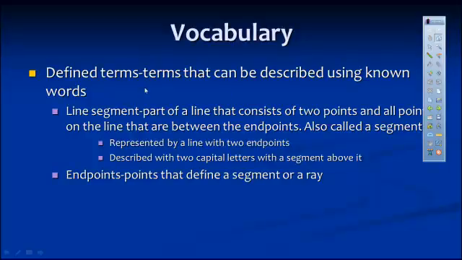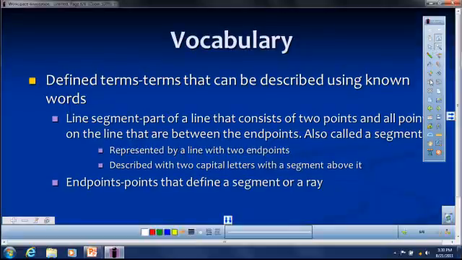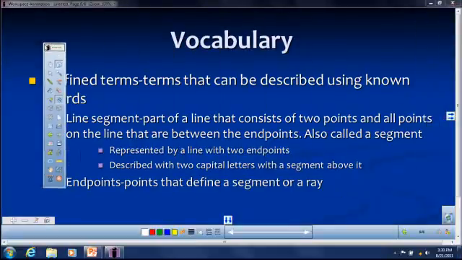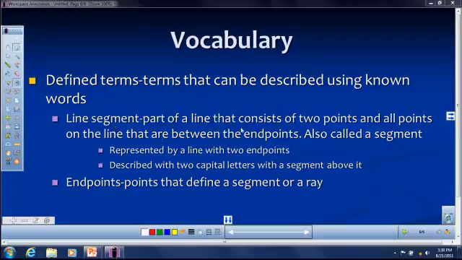Defined terms. We looked at undefined terms. Defined terms are terms that can be described using known words. So using the undefined terms, basically. A line segment is a part of a line that consists of 2 points and all points on the line that are between the endpoints, where the endpoints are the points that define a segment or ray, and we'll talk about rays in just a sec.